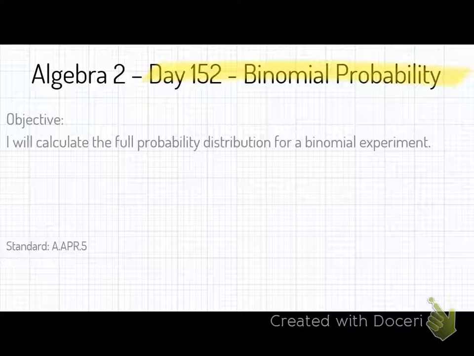Alright, this is the lesson for day 152. We're going to talk about binomial probability. So binomial, we see the prefix bi meaning two. It means there could be two outcomes for anything to happen. For example, when I flip a coin, that's binomial probability.